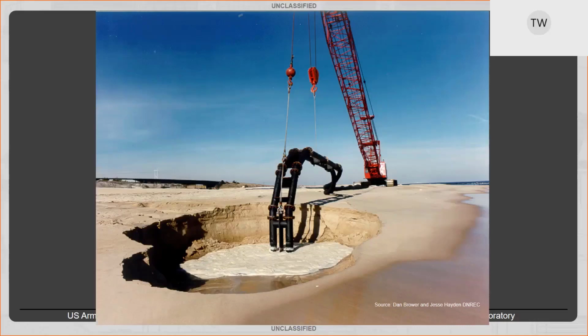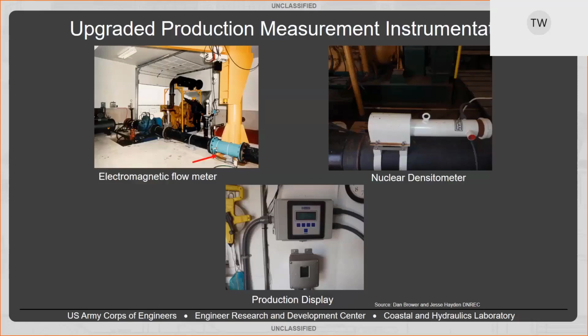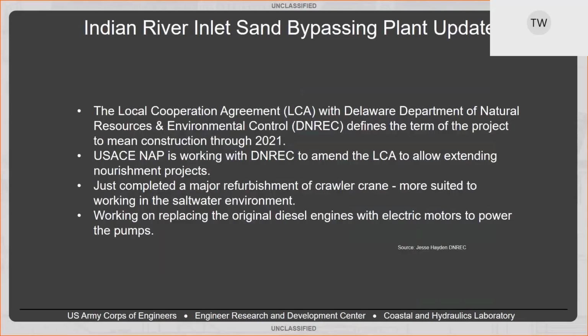Current update: the Philadelphia District is currently working with DNREC to extend the local cooperation agreement that's expiring in 2021 into the future. They just completed a major refurbishment of the crawler cranes so they can handle basalt corrosion better, as well as they're currently working on replacing their original diesel engines with electric motors to power the pumps. Now I'll turn it over to Zach.